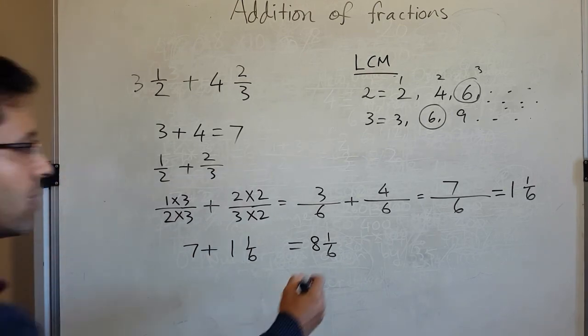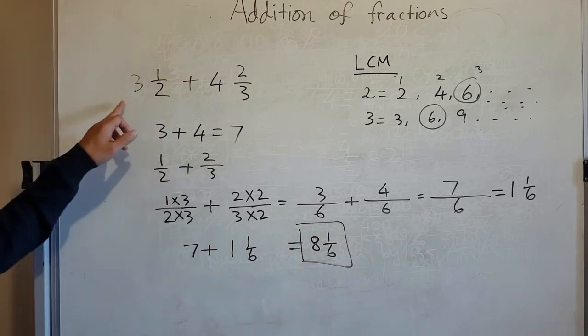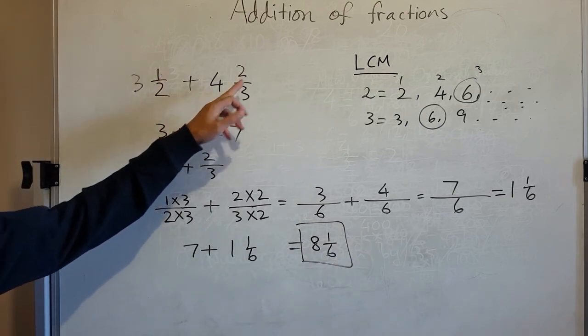So this is the answer for adding 3 and a half plus 4 and 2 over 3.